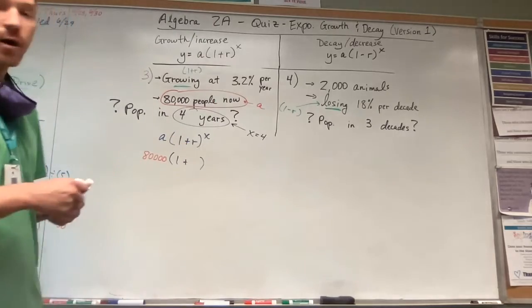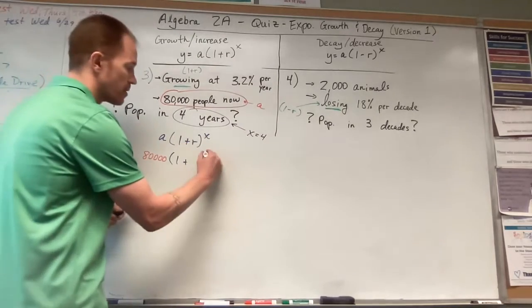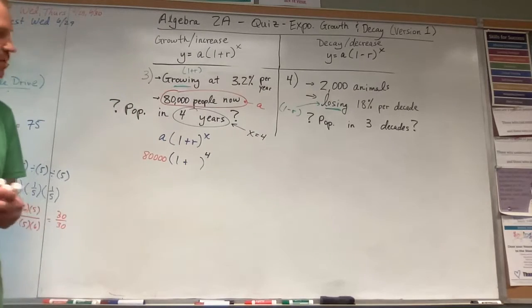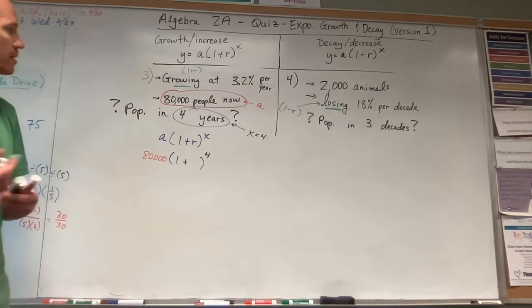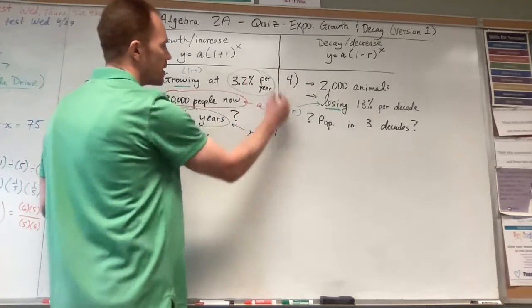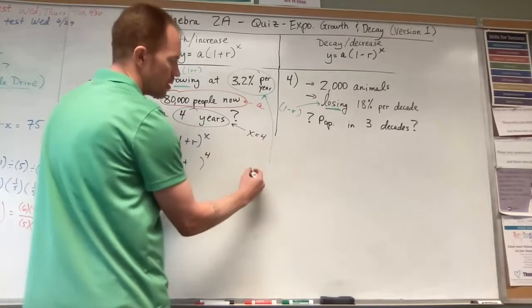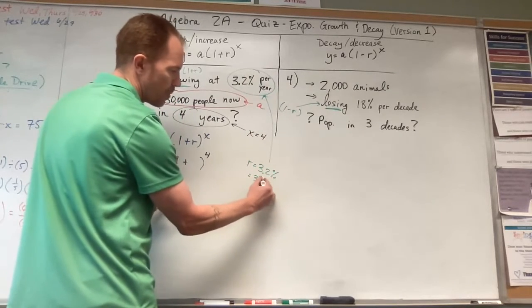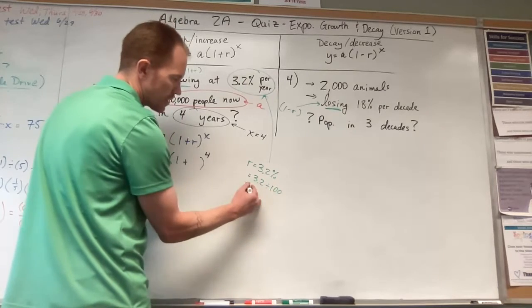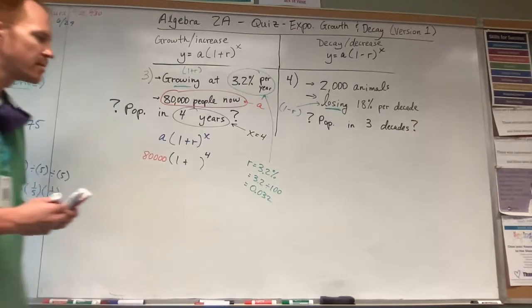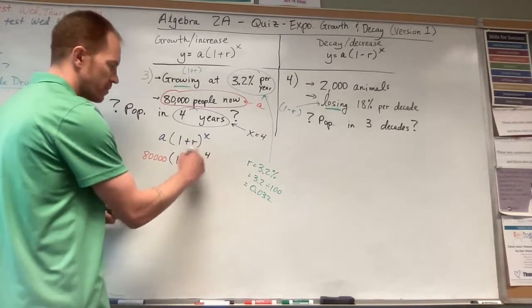And if we're thinking about r, the percentage rate of, in this case, increase, 3.2%. So r will equal 3.2%, which we can divide by 100 to get the decimal form if you need, but that's going to be 0.032.